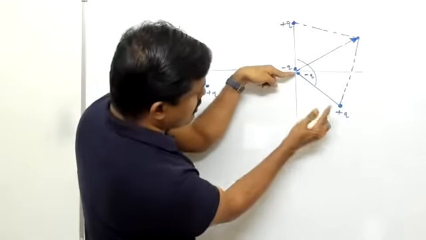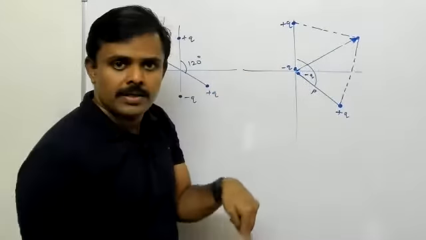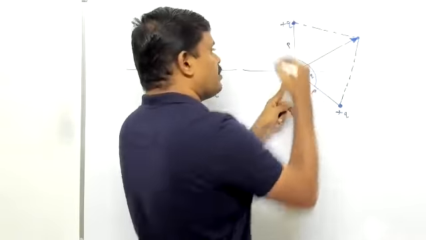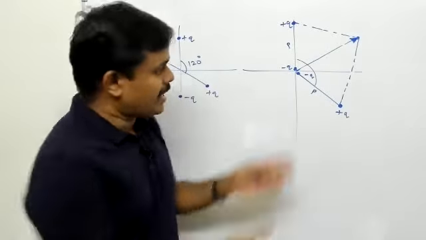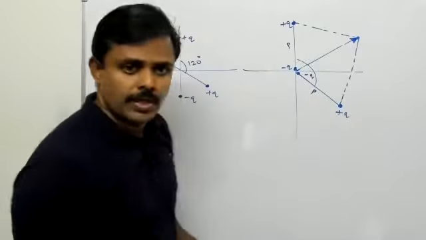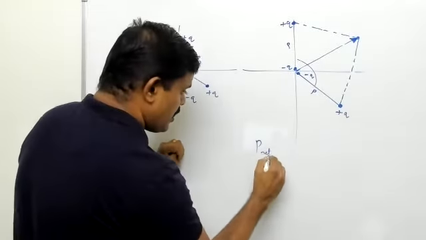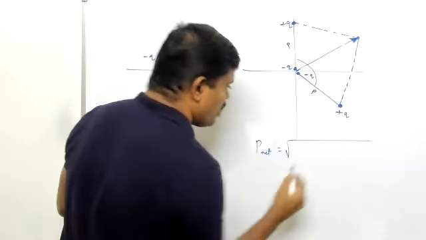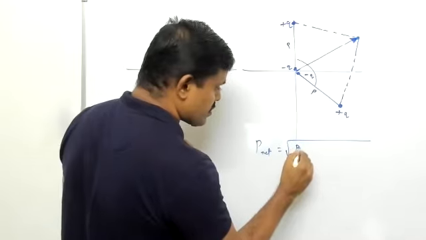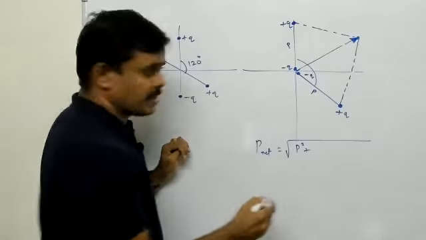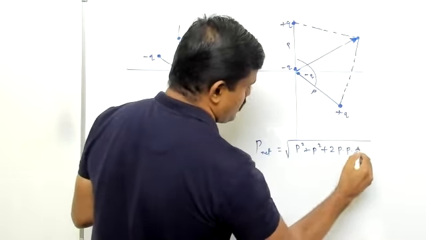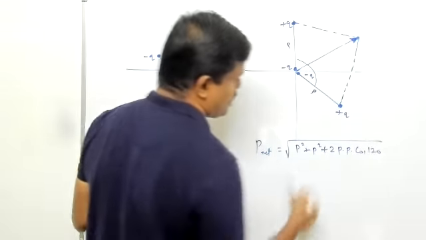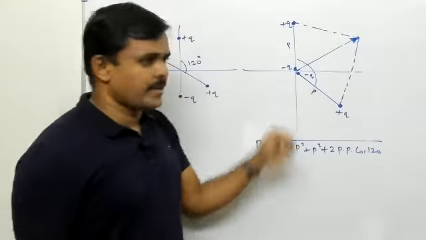This is one vector, I can call it P. This is another vector, I can call it P. They are identical, in every sense, right? And I have to find the resultant of those two. How do you find the resultant? P net is given by root of first vector square, P square, like in the previous question, plus second vector square, P square, plus 2 into P into P into cos 120, because the angle is 120.